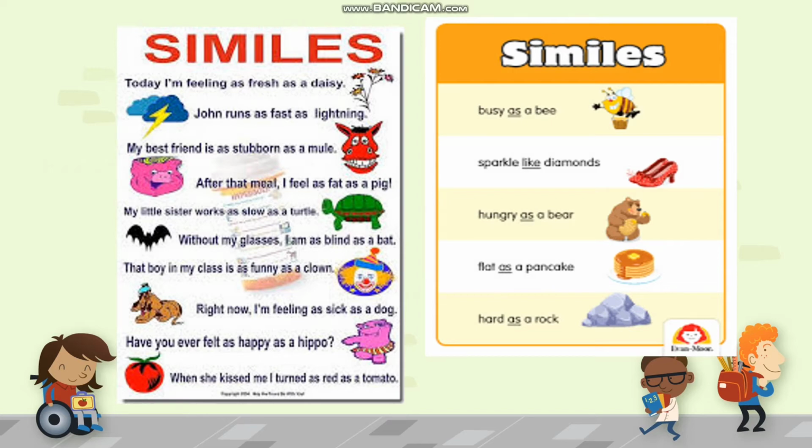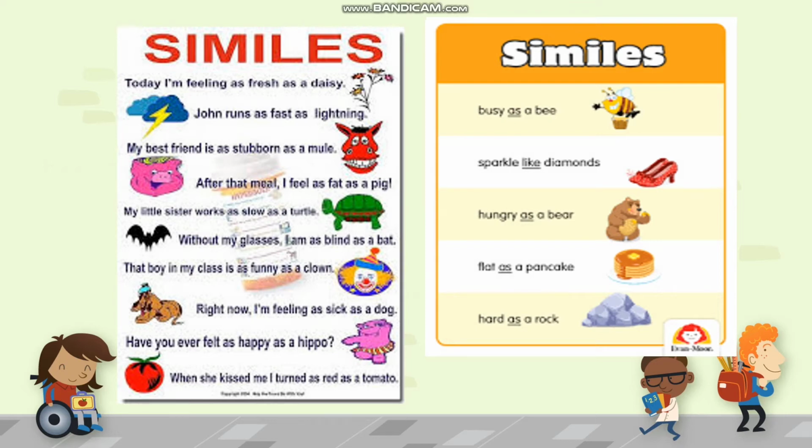Okay, so I am reading the first, but the image might be a little unclear to you, so I am reading it for you. Today I am feeling as fresh as a daisy. Comparing two things, I and daisy, using as. John runs as fast as lightning. My best friend is as stubborn as a mule. After that meal, I feel as fat as a pig.